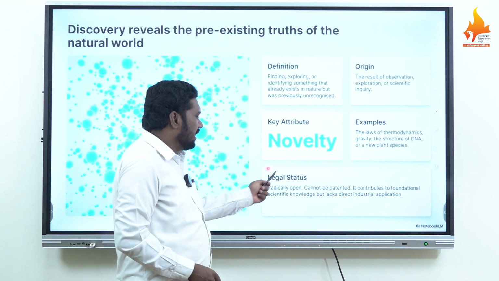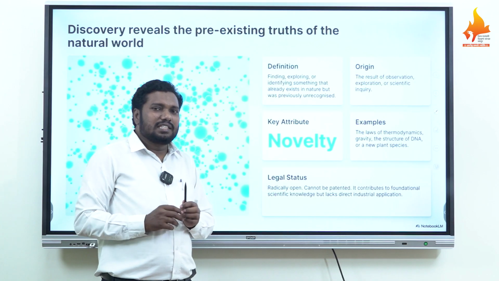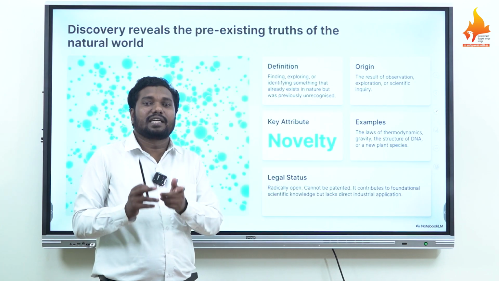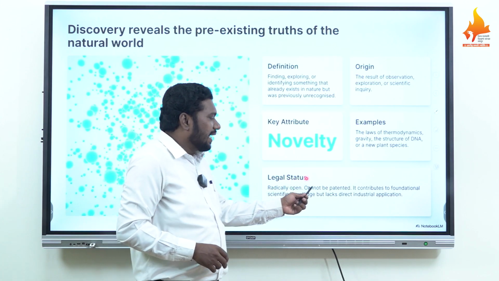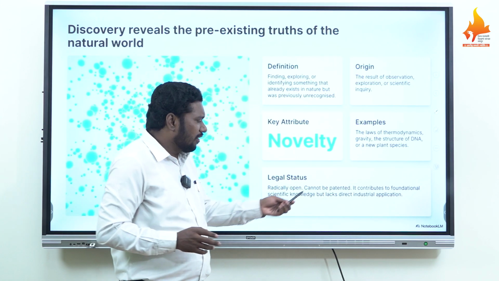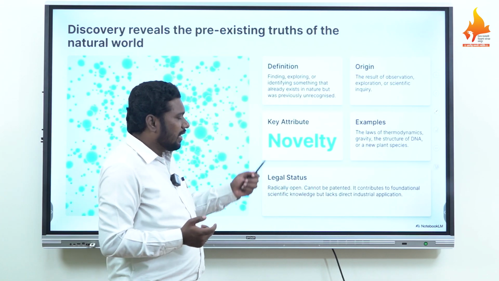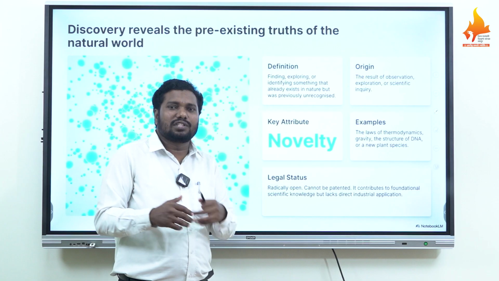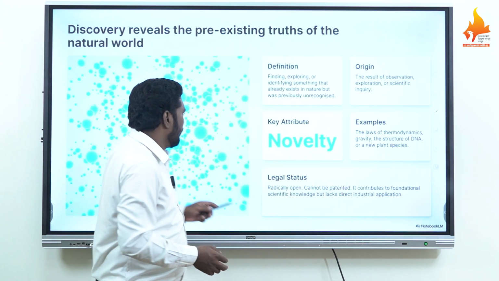So what is the legal status? When we talk about legal status, we are talking about its patentability. We can say that it is radically open. It cannot be patented. Although discovery is very important, it cannot be patented because it is a part of nature, right? It already exists in nature, you just discovered it. So we cannot patent a discovery.